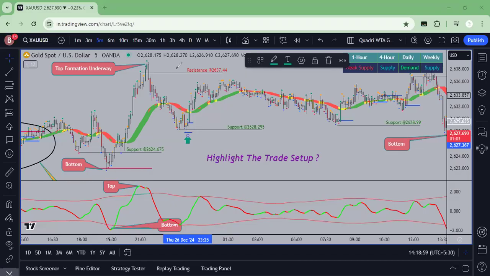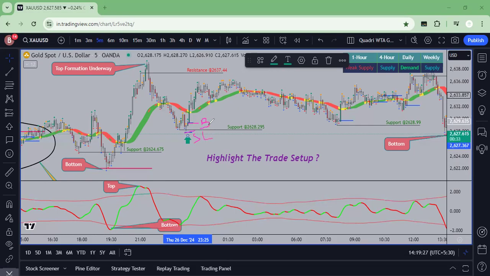Let me change the color so that it is visible to everyone. Should I keep it blue also? I think we should keep magenta or pink color. So this was my buy and this was my stop loss, SL.